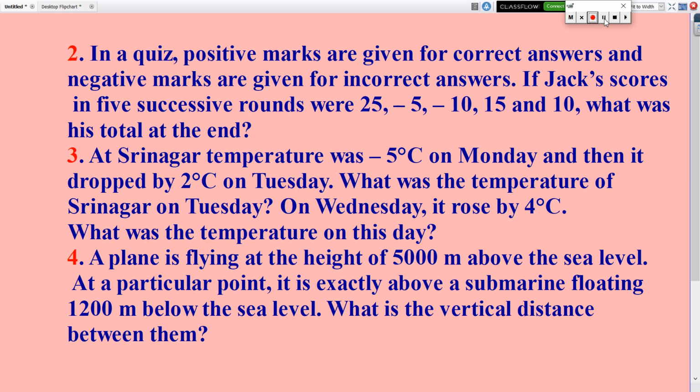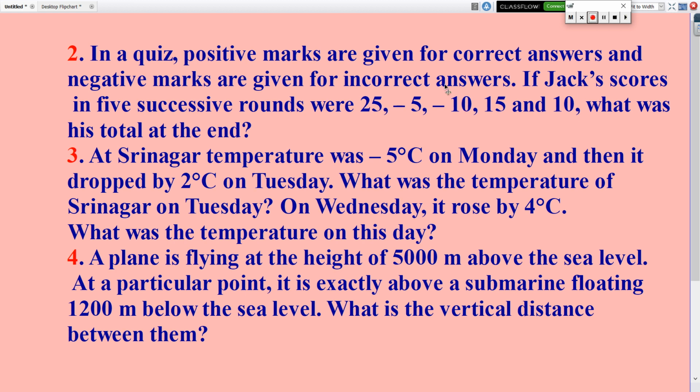Here are question numbers 2, 3 and 4. Look at question number 2. In a quiz, positive marks are given for correct answers and negative marks are given for incorrect answers. If Jude's scores in 5 successive rounds were 25, -5, -10, 15 and 10, what was his total at the end? You have to add all these 5 numbers.